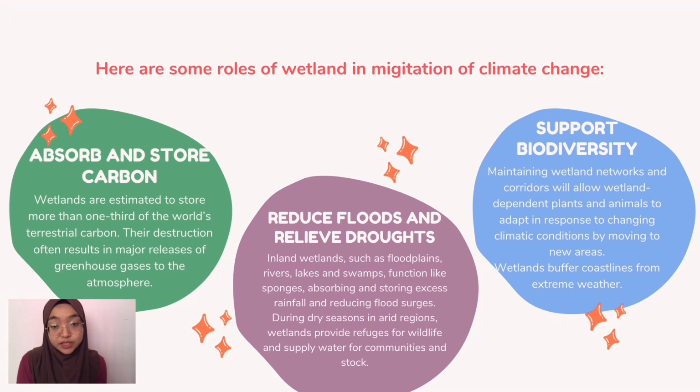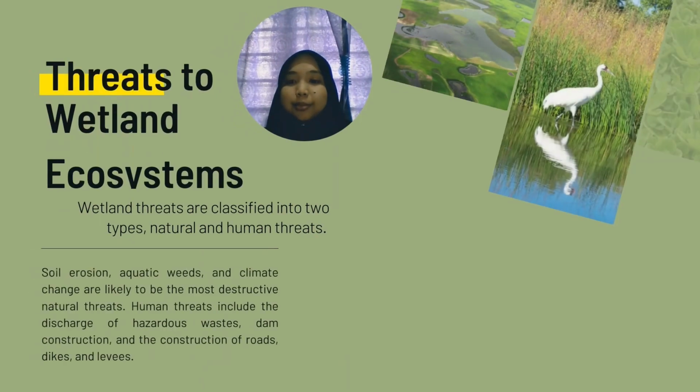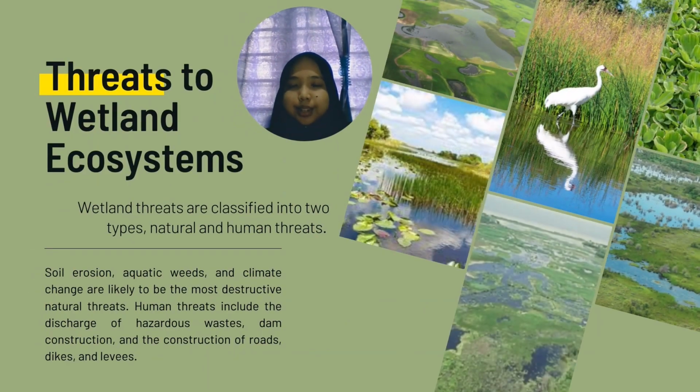Inland wetlands such as floodplains, rivers, lakes, and swamps function like sponges, absorbing and storing excess rainfall and reducing flood surges. And the last one is support biodiversity. Maintaining wetland networks and corridors will allow wetland-dependent plants and animals to adapt in response to changing climatic conditions by moving to new areas. Wetlands are an important source of economic, cultural, and recreational value for humans.